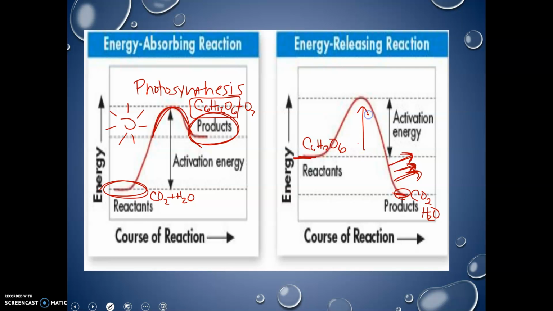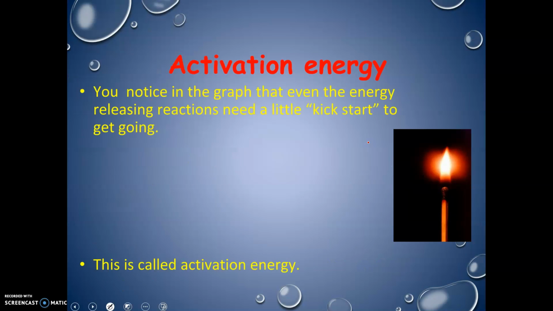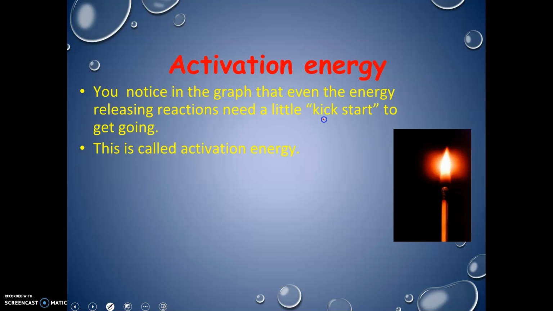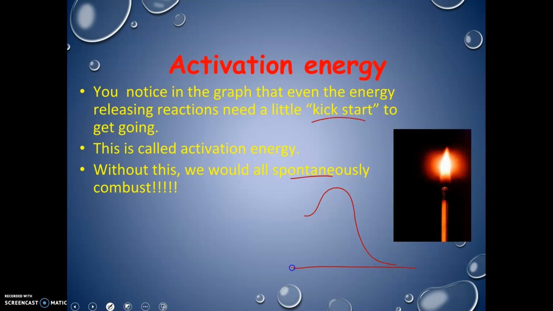There's still this hump that you have to get over, and that's called activation energy. Activation energy is really important because it's sort of a kickstart to get the reaction going. If it wasn't for activation energy, we would all spontaneously combust. I mean, all the sugars in our body would just break down. Our proteins would break down. Everything in our body would break down at one time. So it's really good that the chemicals in our body are stable and we only break them down when we want to break them down. Activation energy is what keeps reactions from all happening immediately. Even if the reaction ultimately would release energy, it's not going to happen unless it can get over this hump.